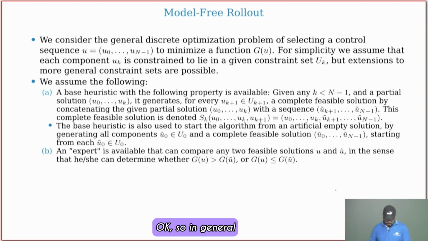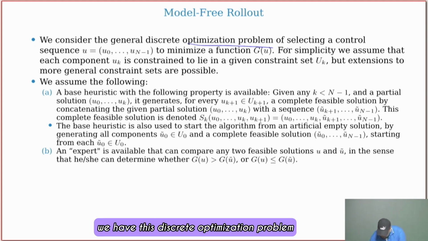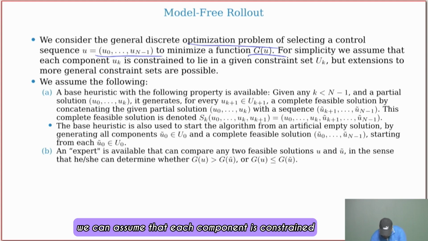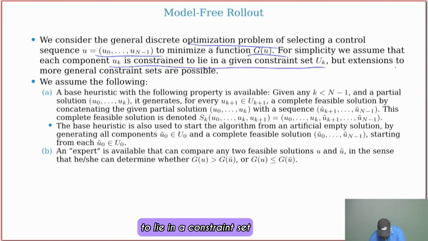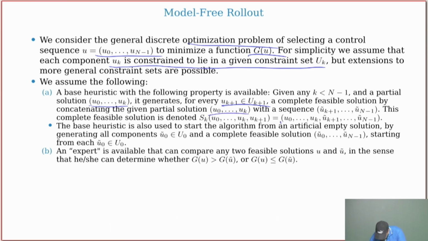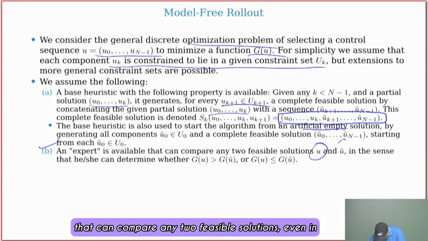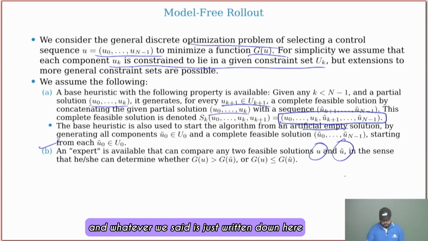Okay, so in general, we have this discrete optimization problem for selecting the control sequence to minimize this general optimization problem, and we can assume that each component is constrained to lie in a constraint set. A base heuristic is given, and a partial solution is given. It generates, for every u in Uk, these sequences. It also allows for some empty solutions. And the third part is that an expert is available that can compare any two feasible solutions, u1 and u2. Whatever we said is just written down here.